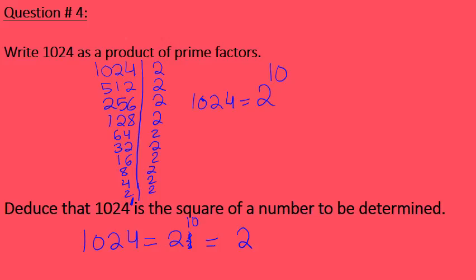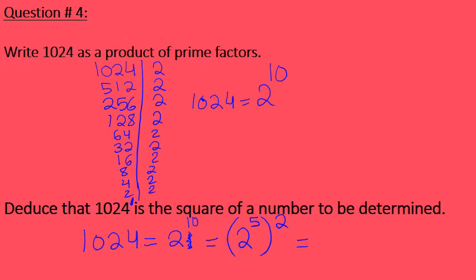Times 5, or to the power 5? To the power 5, all of it to the power 2. Okay? No, because the square should be outside, not inside.